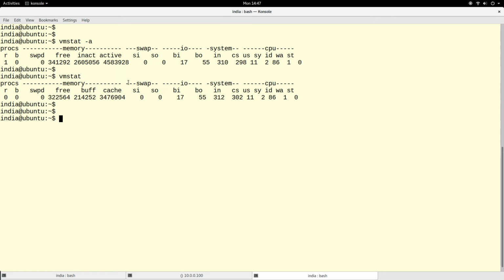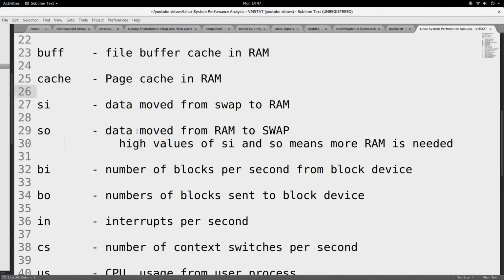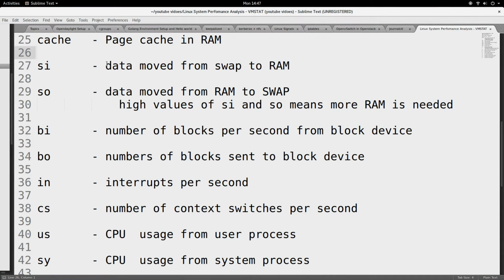The next one is under swap. You can see that these outputs are broken down into segments. First were the processes. The next one was memory. Now we go to swap. Under swap, you see two outputs: swap in, swap out. Swap in is the amount of data moved from the swap area, from the swap memory, to the RAM. Swap out is data moved from RAM to the swap area.